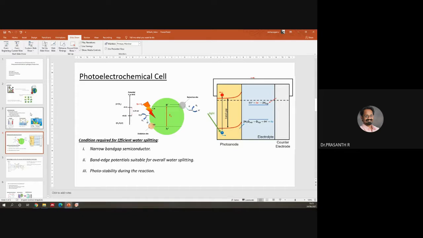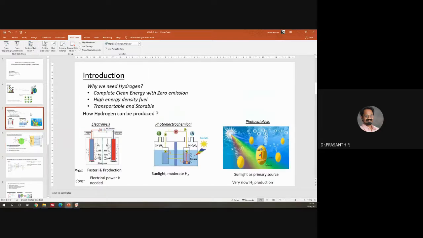But if you are going for a conventional kind of electrolysis process, then you normally have to spend fossil fuel energy, and also you have to spend more energy for producing hydrogen than what you are getting from hydrogen. Normally from 1 kilogram of hydrogen you can expect 33 kilowatt-hours of energy. So you have to find alternate solutions for producing hydrogen.